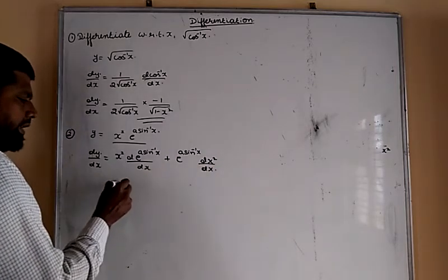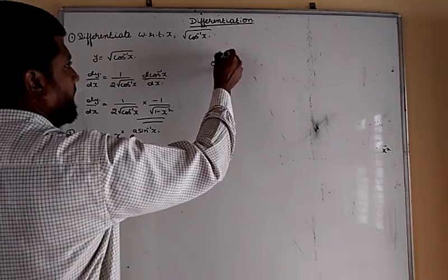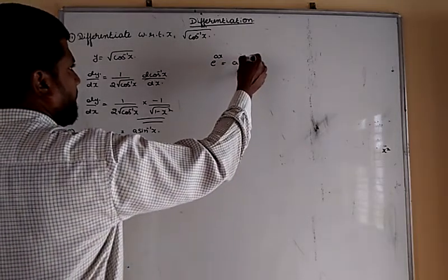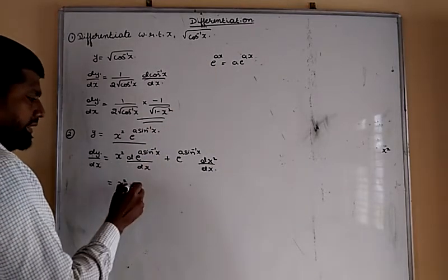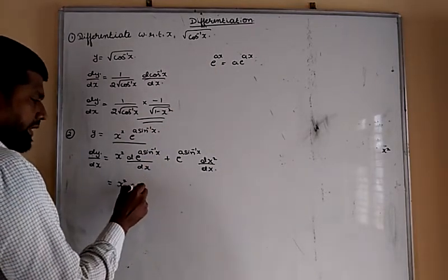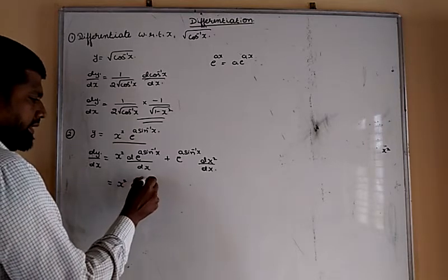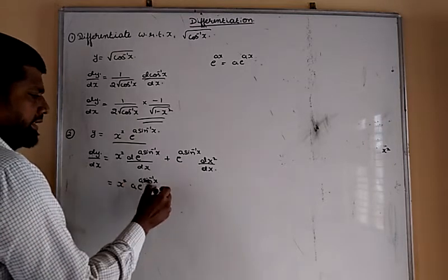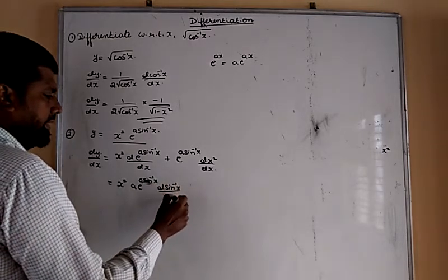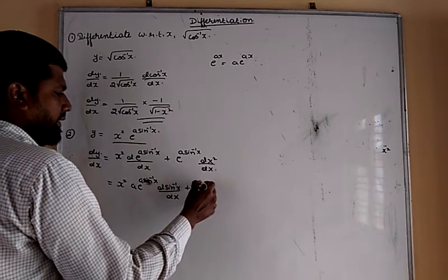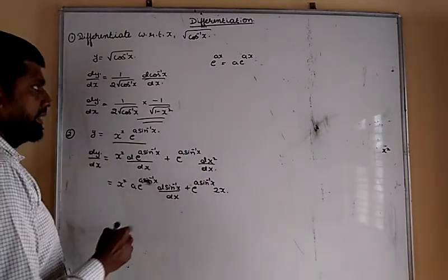Here the second function is in the form of e to the power of ax, so you can apply that formula. E to the power of a sine inverse x, in the place of x there is a sine inverse x, again differentiate sine inverse x with respect to x, plus e to the power of a sine inverse x, then x square differentiation is 2x.